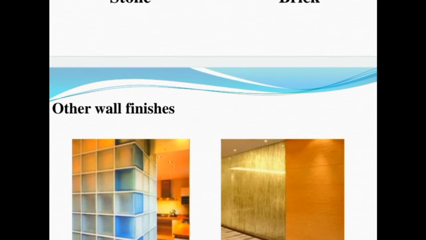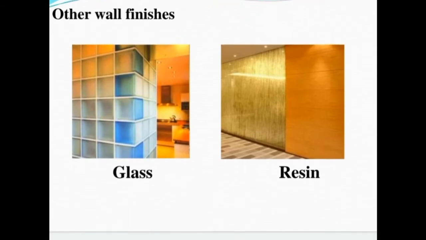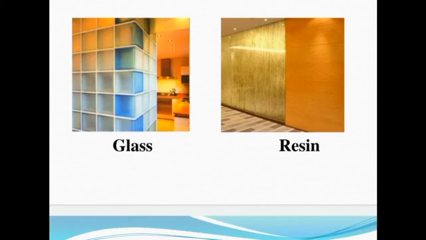Other wall finishes used in construction include glass, which is used as a major wall finishing material. By using glass, it will give a pleasing and attractive appearance, and it's also a transparent material. So these sorts of wall finishes are used in construction. And the next one is resin wall finishing, which is used with fiber in the case of resin, so it will also be used as a wall finishing material in construction.